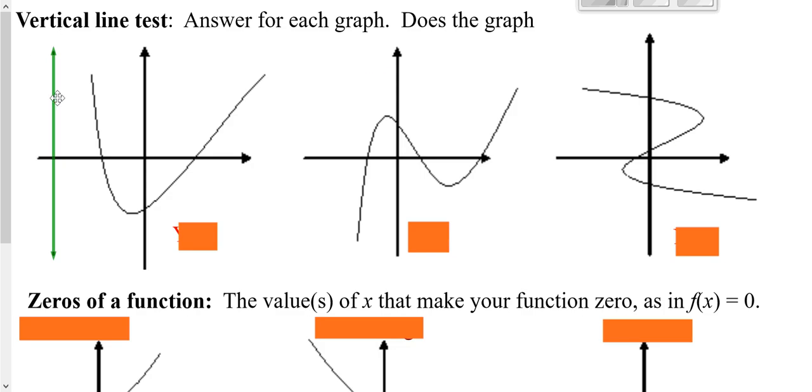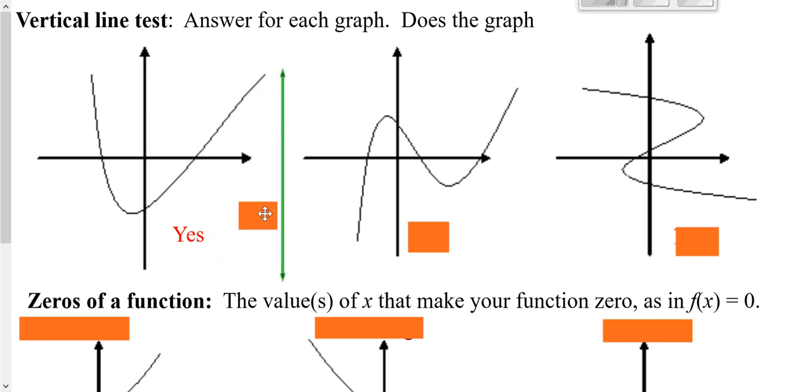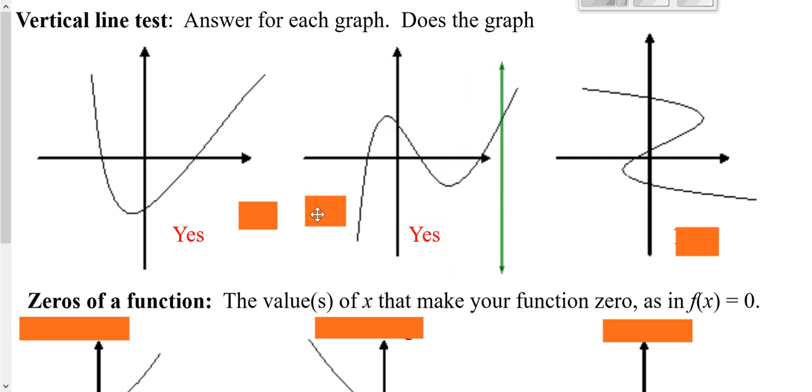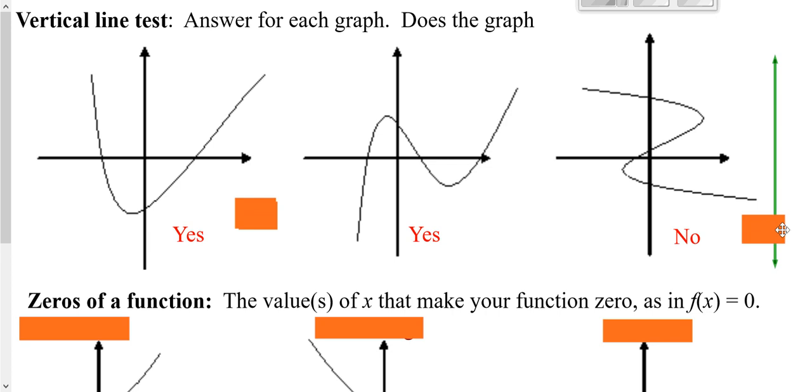Vertical line test. We can use a vertical line test to decide if this is a function. If I move a vertical line across my function and it crosses my function in more than one spot, it's not a function. In this case, it only crosses it once, so yes, it's a function. When I try the next one, no matter where I put it, it crosses only once, no matter where I move along here. So that one is also a function. When I get over here, I'm only crossing it once here, but once I get to this spot, I'm crossing twice, or over here, I'm crossing 3 times, so this one is not a function.